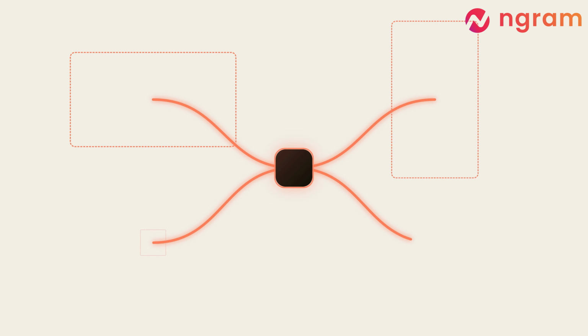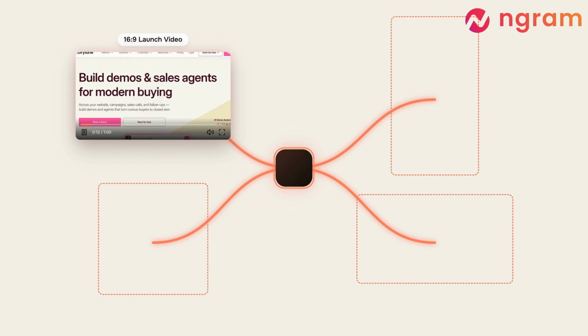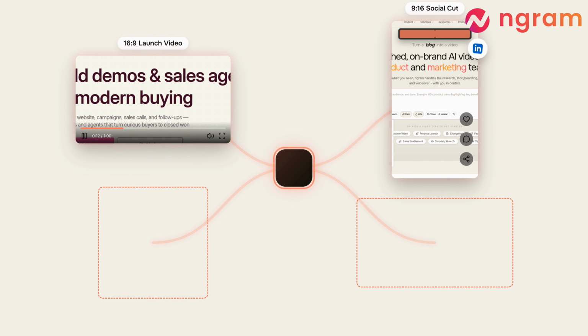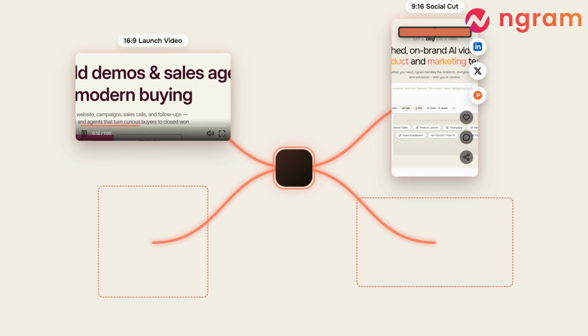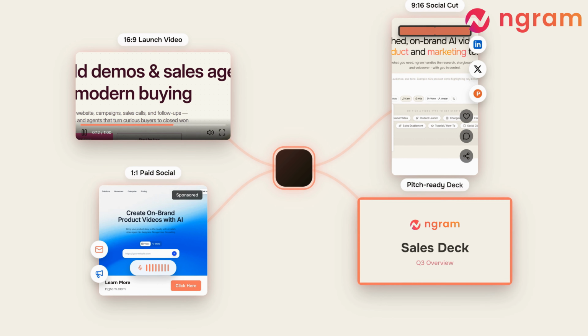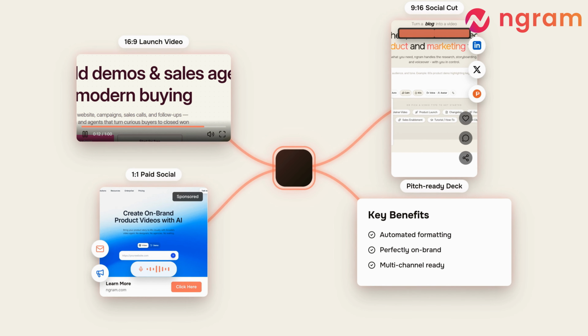Here's the part growth and sales teams should pay attention to. From that same project file, Ngram exports the assets your funnel actually needs. A 16:9 launch video for your landing page, a 9:16 cut for LinkedIn, X, and Product Hunt, a 1:1 for email and paid social, and a pitch-ready slide deck for outbound and sales follow-up, pulled from the exact same walkthrough.